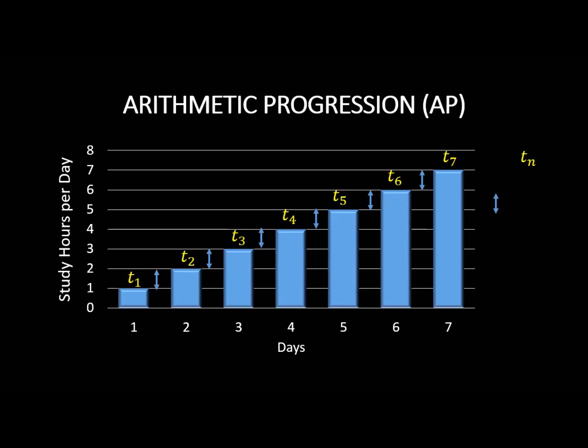So this constant difference between any two consecutive terms, any two terms next to each other, we call D, which is the common difference. I repeat, this D is called the common difference of the arithmetic progression. So once you know that a sequence is an arithmetic progression, you automatically know that the difference between any two consecutive terms is going to be constant, and that common difference we denote by D.